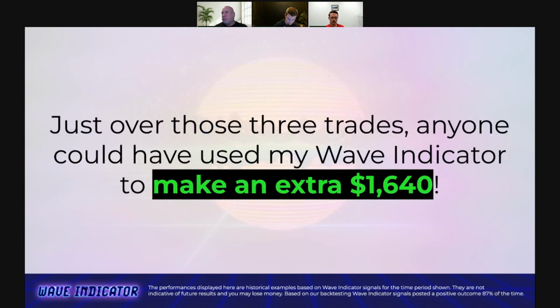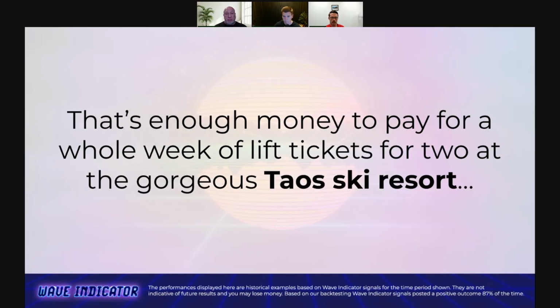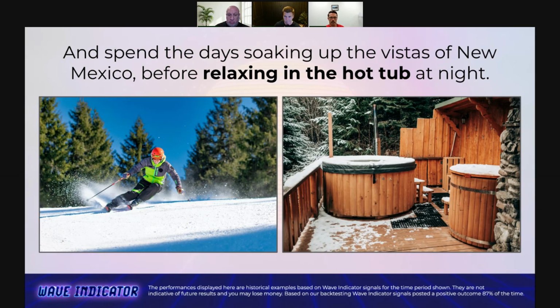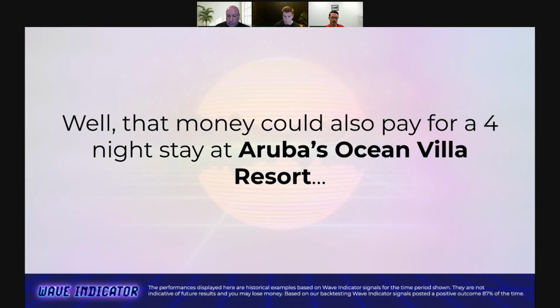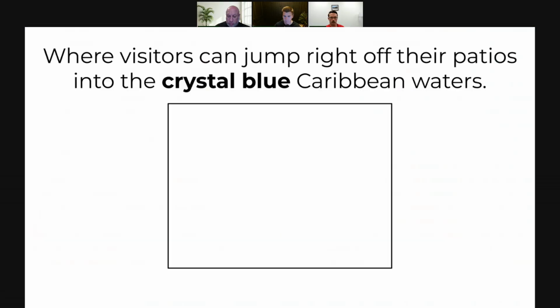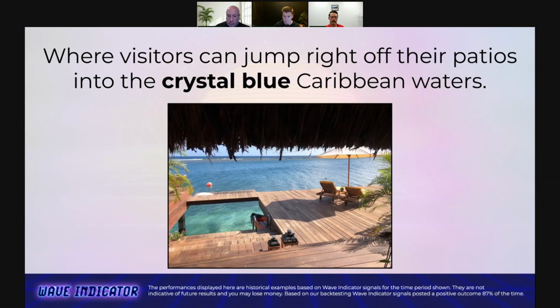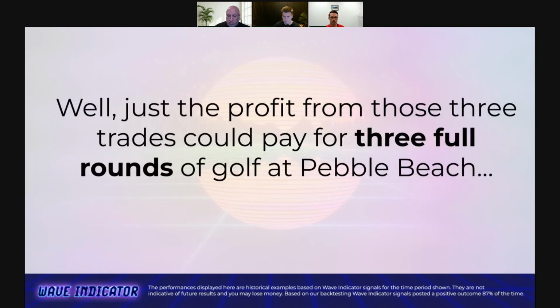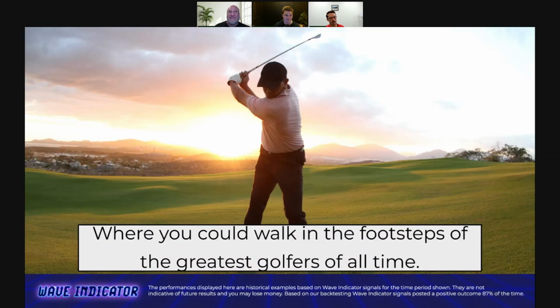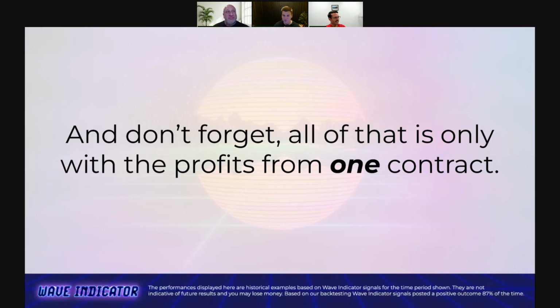So just over those 3 trades, anyone could have used this indicator to make an extra $1,640, which is enough money to pay for a whole week of lift tickets for 2 at the gorgeous Taos Ski Resort and spend the days soaking up the vistas of New Mexico before relaxing in the hot tub. Maybe the snow is not your thing. Well, it's okay, because that money could also pay for a 4-night stay at Aruba's Ocean Villa Resort, where visitors can jump right off their patios into the crystal blue Caribbean waters. And if you're not interested in foreign travel, well, just the profit from those 3 trades, here you go, Nate, could pay for 3 full rounds of golf at Pebble Beach, where you could walk in the footsteps of the greatest golfers of all time. Yeah, it's sad that it's only 3 rounds.